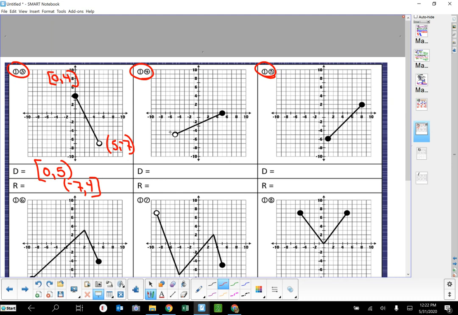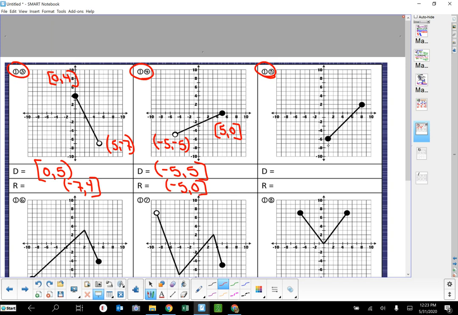All right, this guy, just in case you actually did these, this point is negative 5, negative 5, parens. This is 5, 0 with brackets. So our domain is negative 5 to 5, paren, bracket. And our range is negative 5 to 0, paren, bracket.